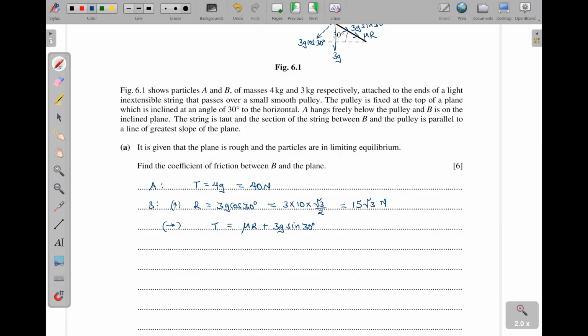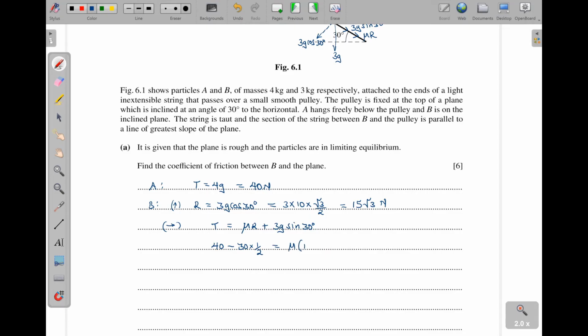And we are looking for the value of mu. So the tension, remember, is 40. Then I'm going to subtract this one here, which is 30, and then sine of 30, you know, it is a half. And then that will be equal to mu.